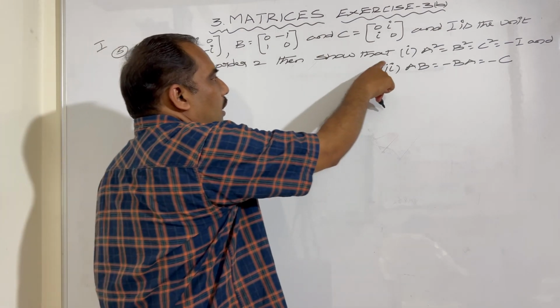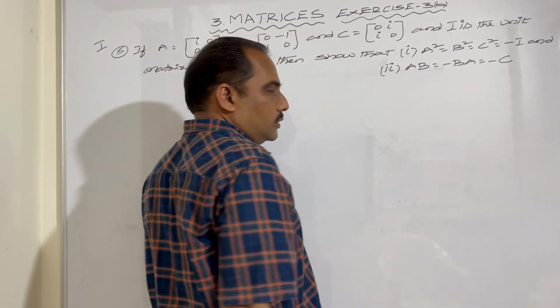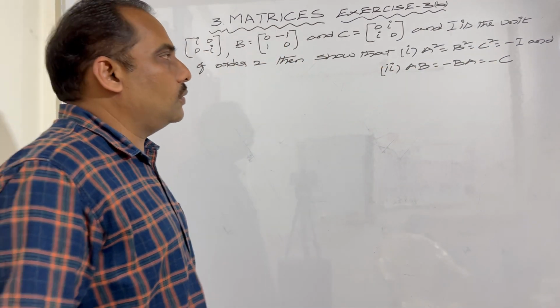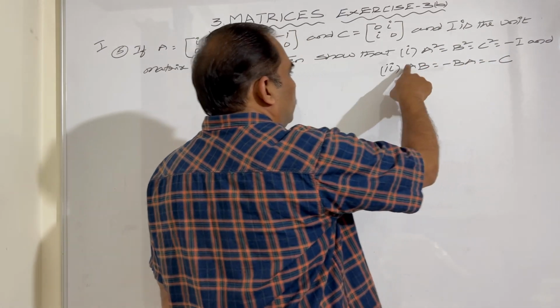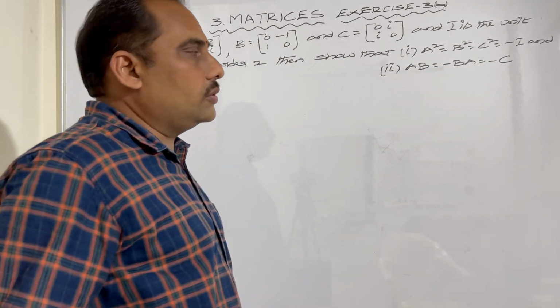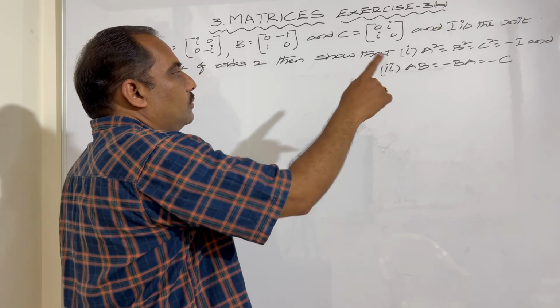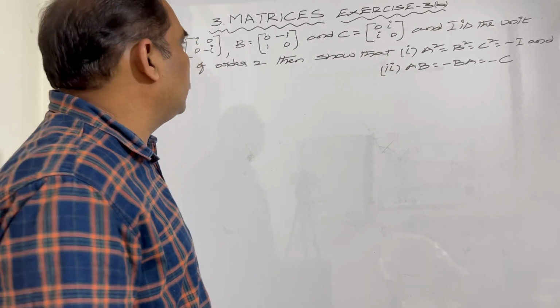Then show that, first, A square is equal to B square is equal to C square is equal to minus I. And second one is AB is equal to minus BA, which is also equal to minus C.